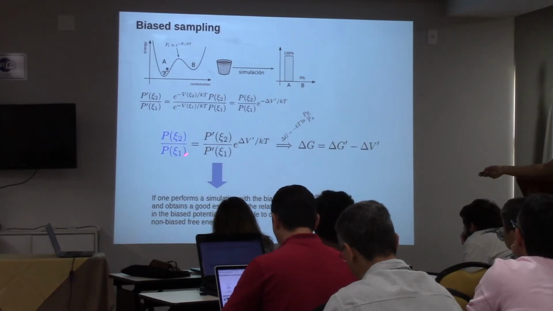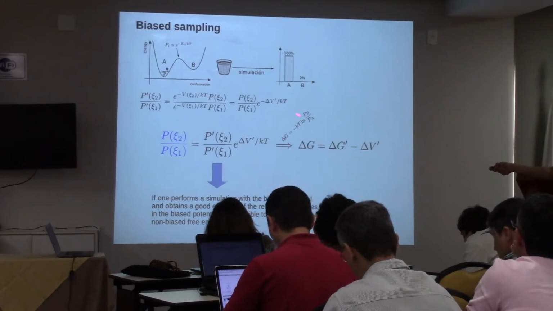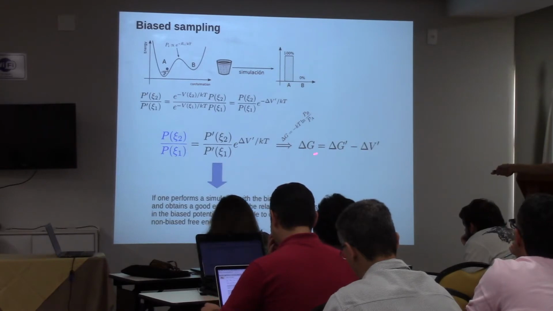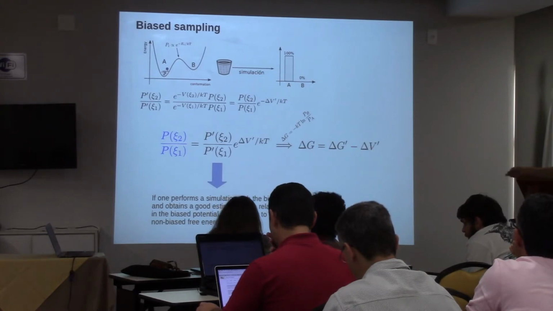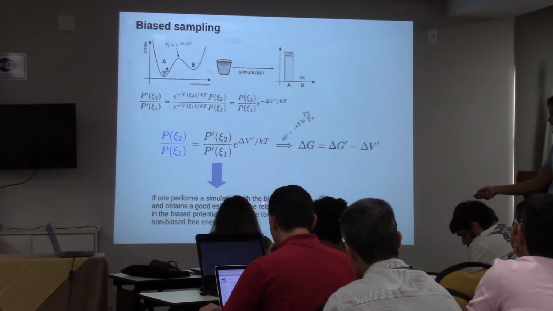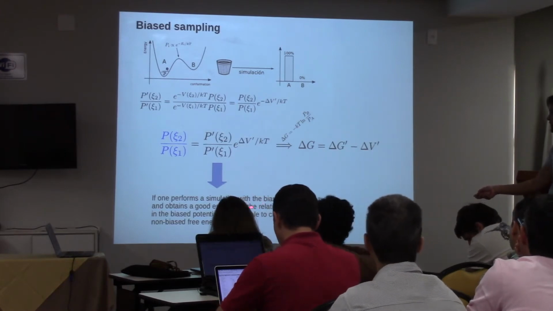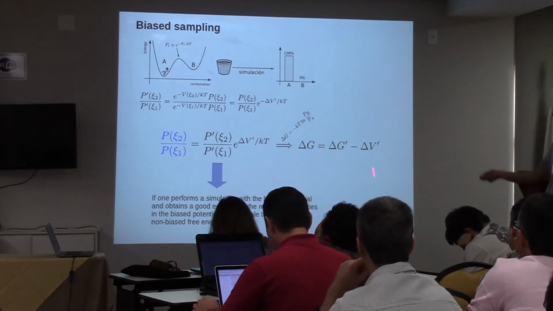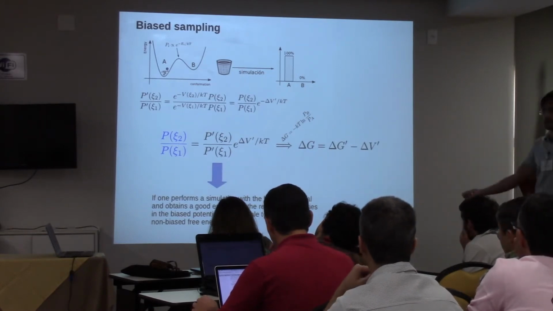Then this relative probability can be transformed into free energies according to the definition of the free energy, and if we do this operation, we get that the free energy in the non-perturbed potential is the free energy in the perturbed potential minus the variation in the potential energy introduced. So if one performs a simulation in the biased potential and obtains a good estimate of the relative probabilities in the biased potential, it's possible to compute the non-biased free energy difference. And this is the fundamental result here.